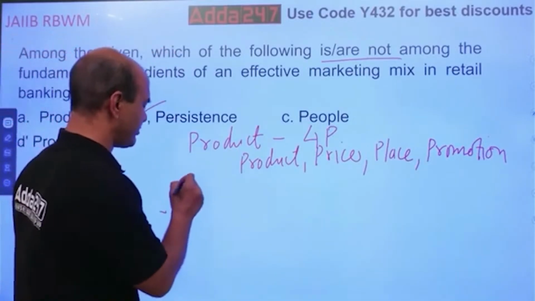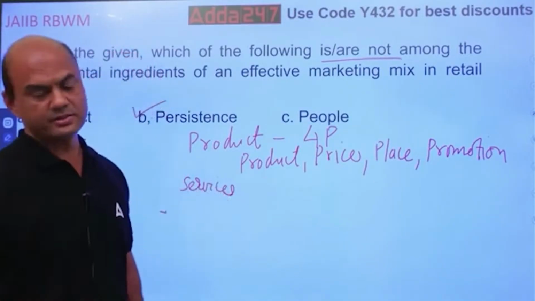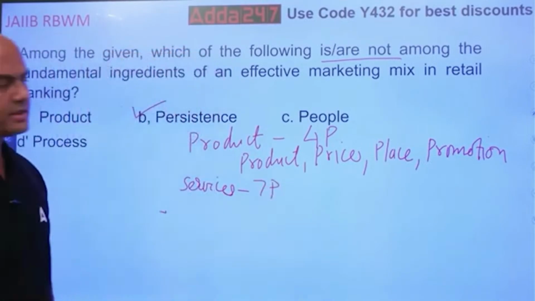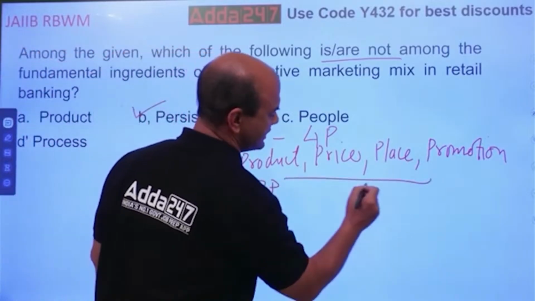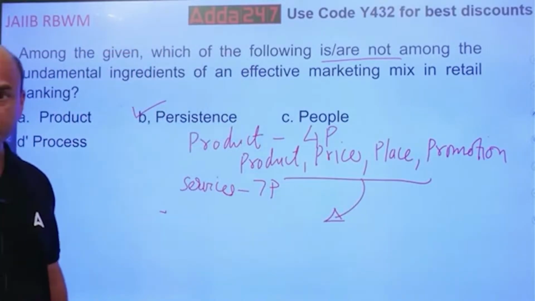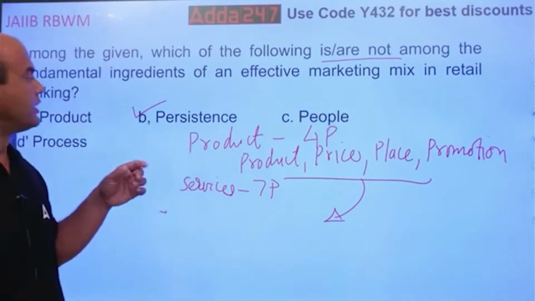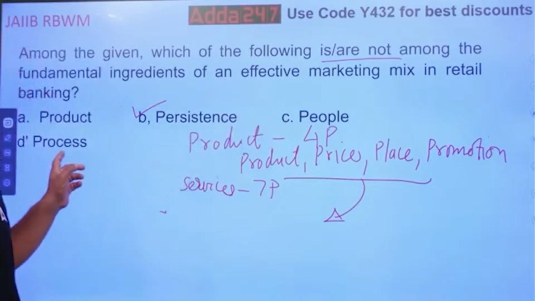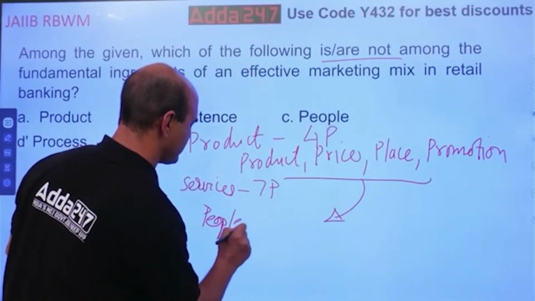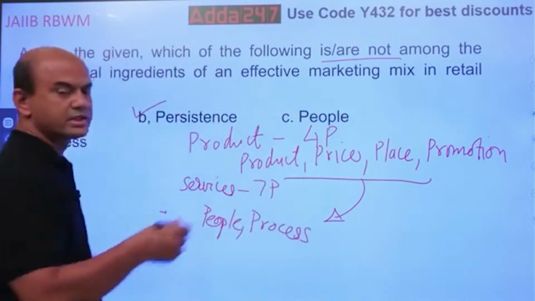So in services we have 7 P's. What are these 7 P's? See, these 4 come down as they are. Along with these 4, there are 3 more. What are the other 3? Those are given over here: people, process. So now 4 plus 2, that's 6.